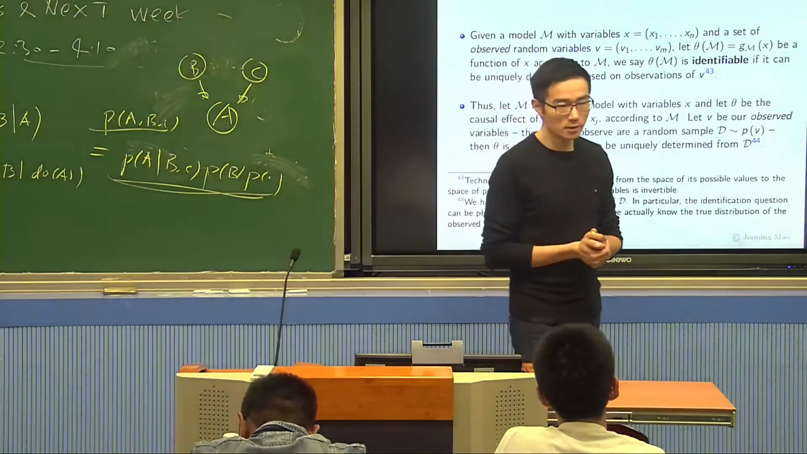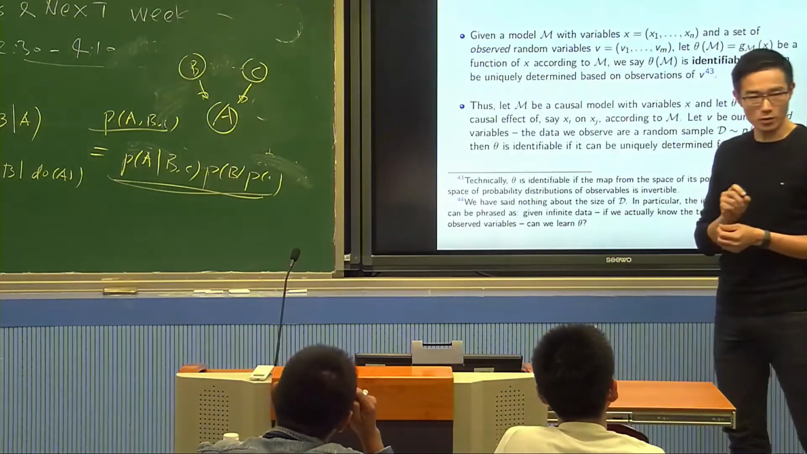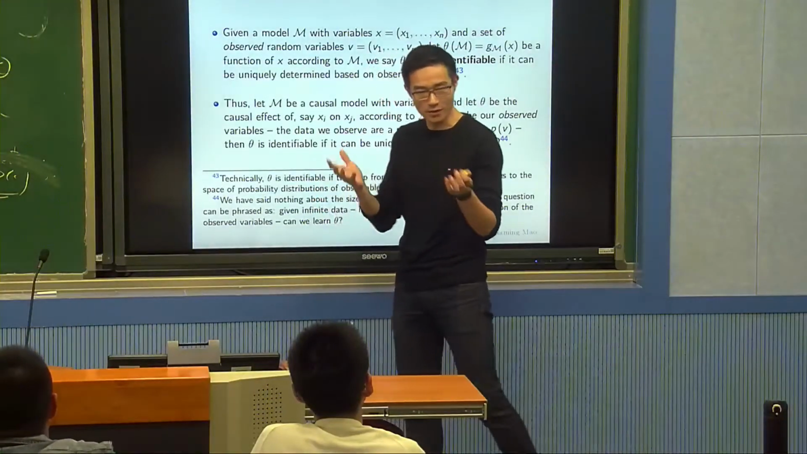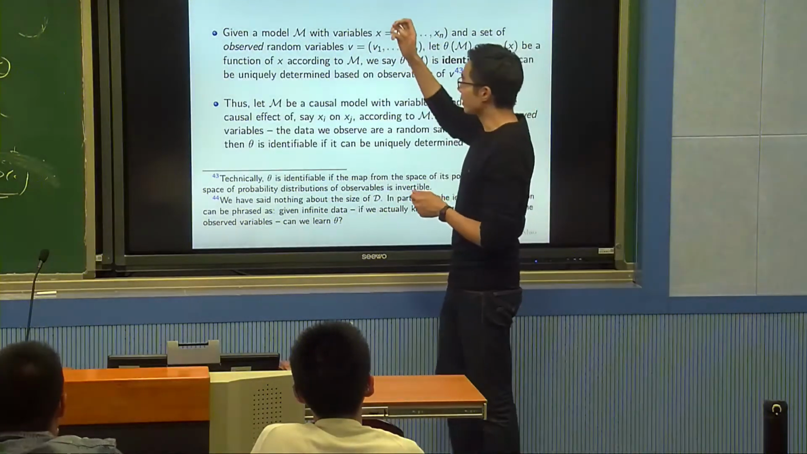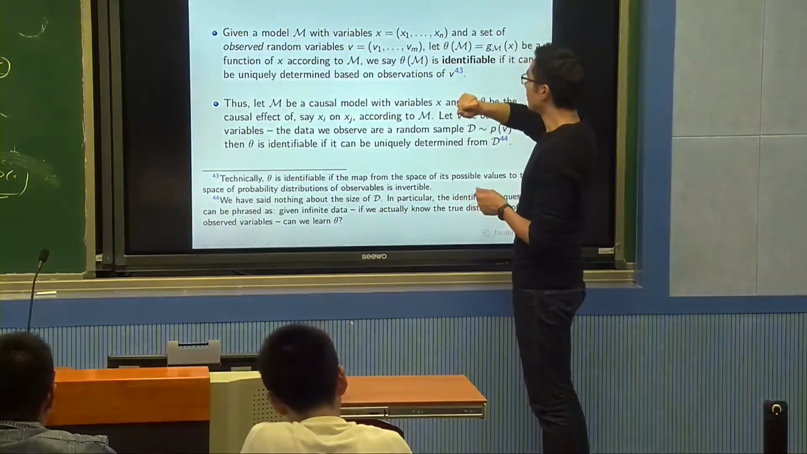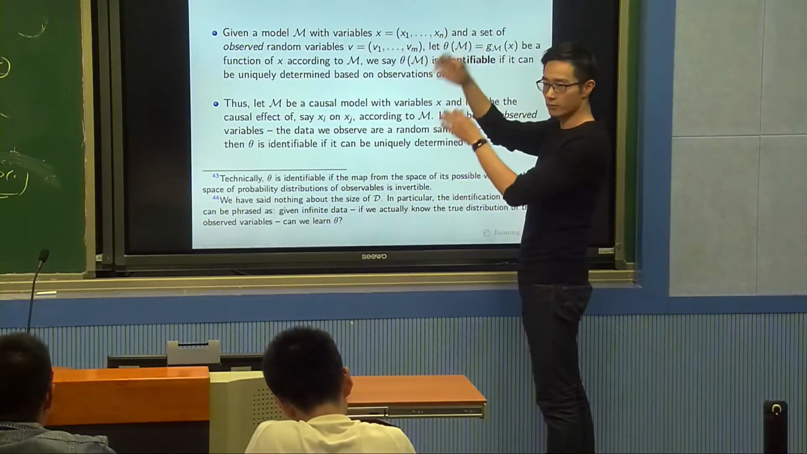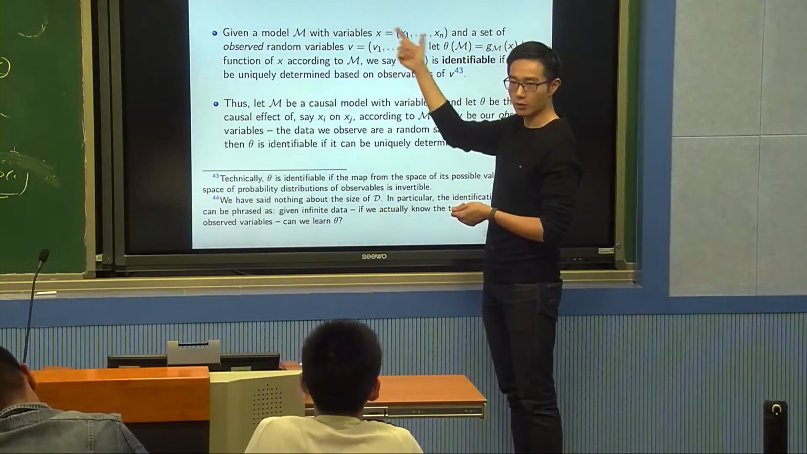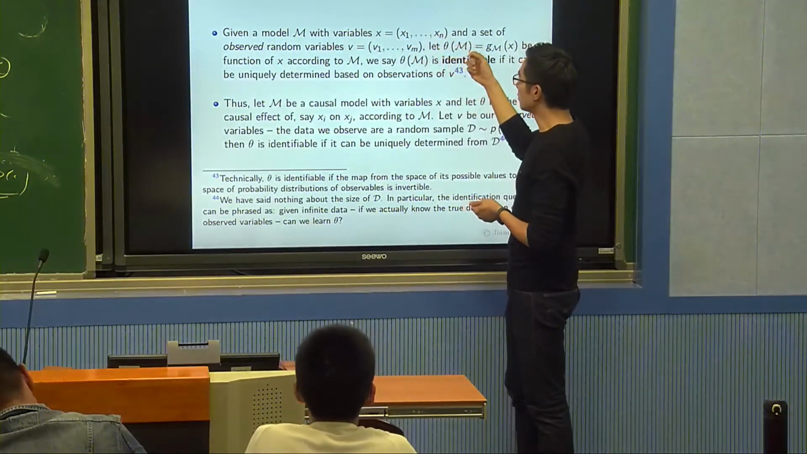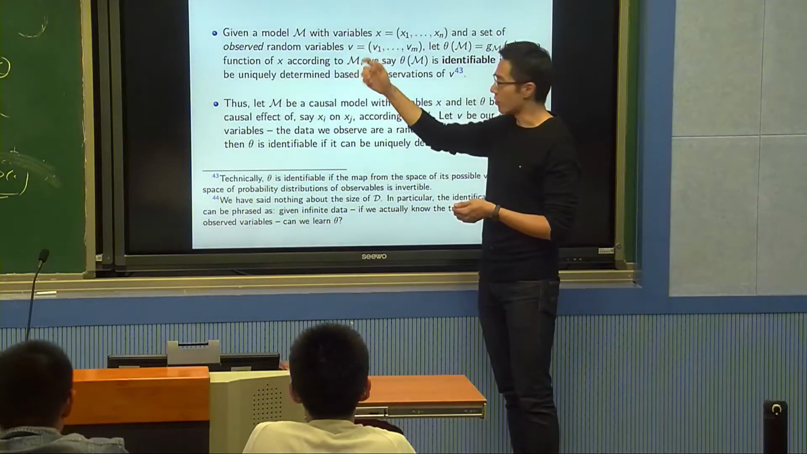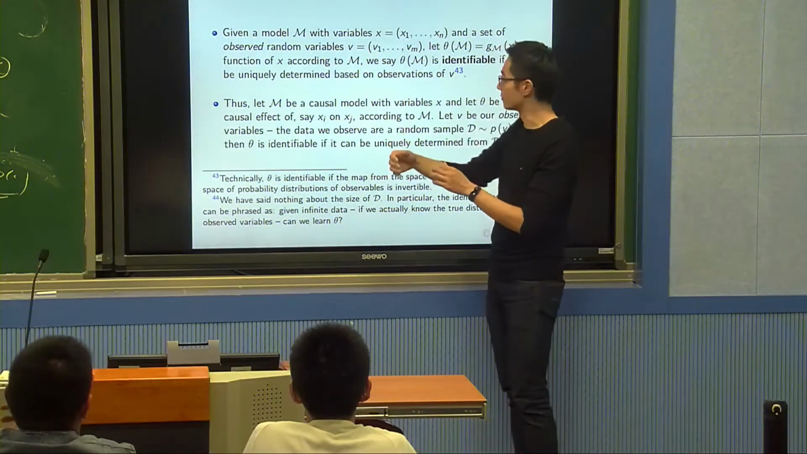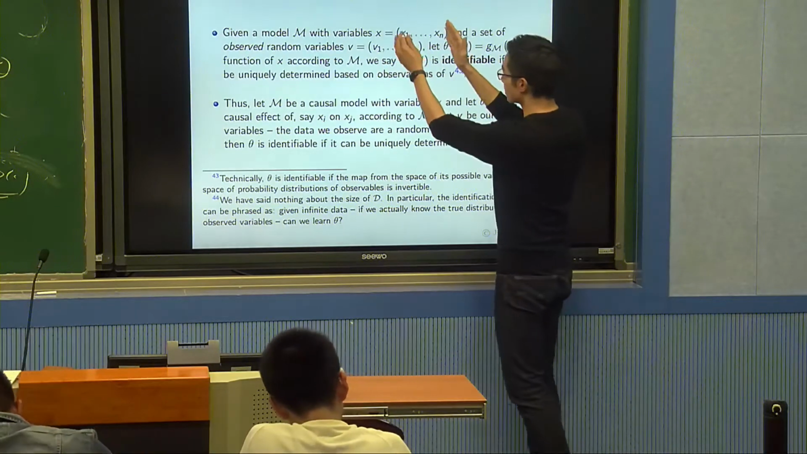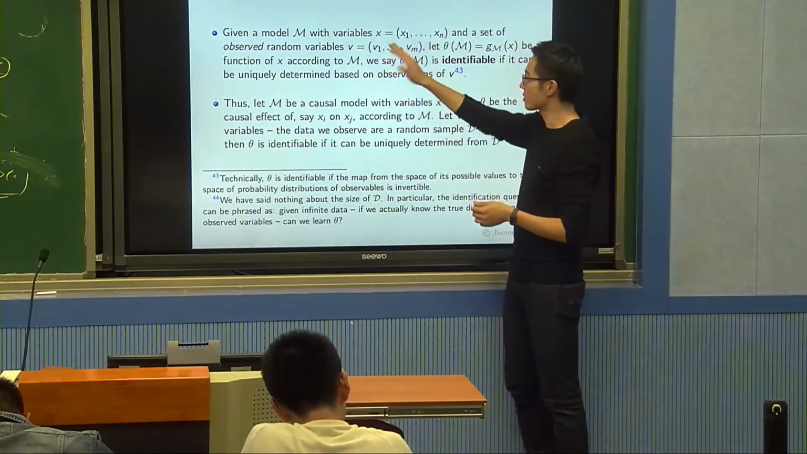What does identification mean? A semi-rigorous definition is this. Suppose I give you a causal model M, and the model M has n different variables, X equals X1 to Xn, but I may or may not observe all the X. What I observe is the variable V. V is the actual variable I observe, and V can be the same as X, or different, or have significant overlap. Let me just say V is what I observe.